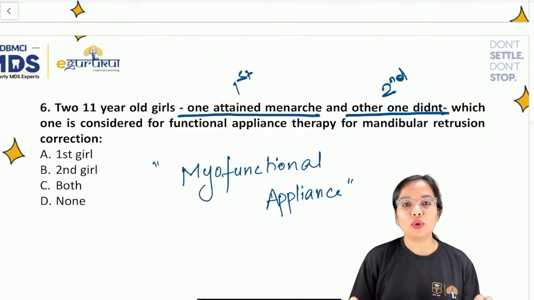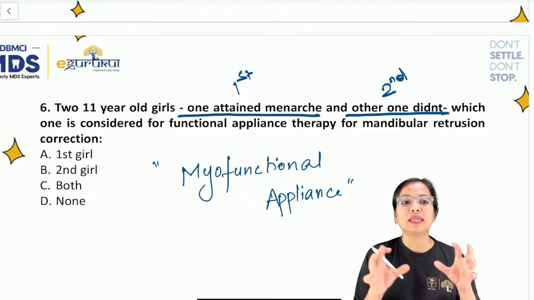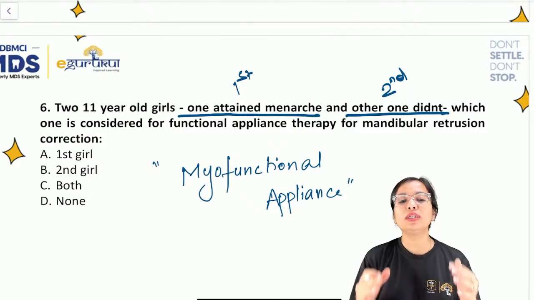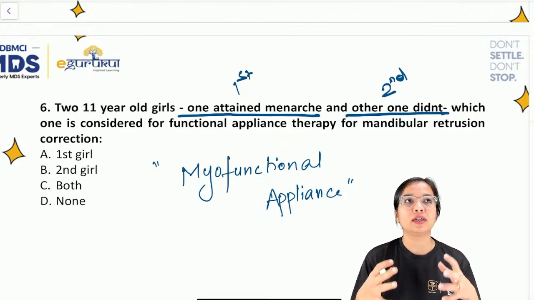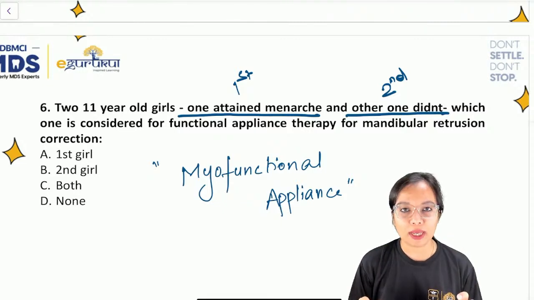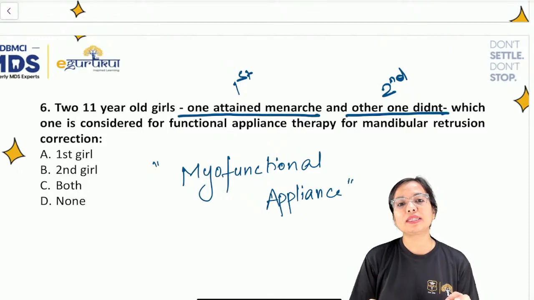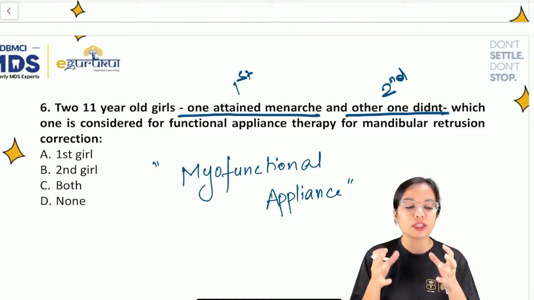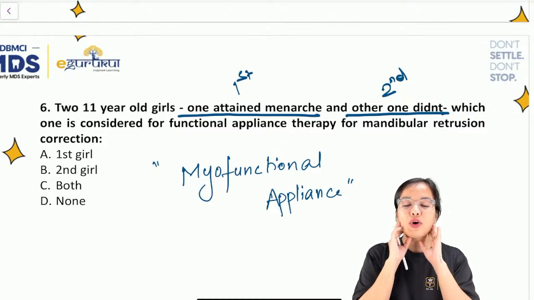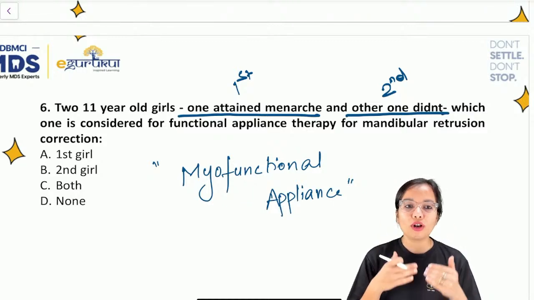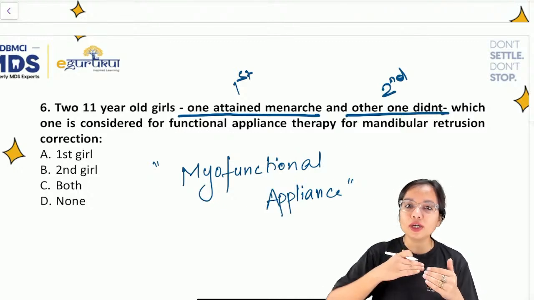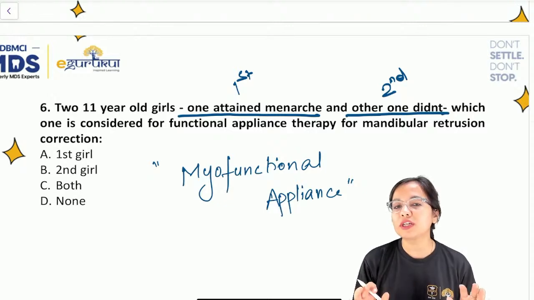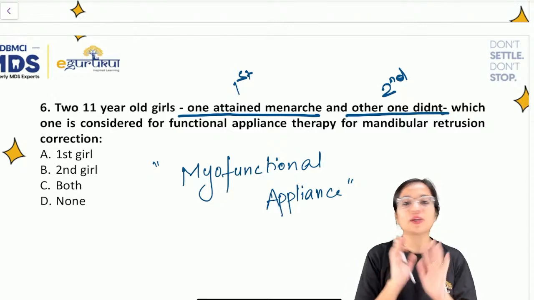Now, as you all know, myofunctional appliance is given at an age in which the growth of the individual supports the function of the myofunctional appliance. What myofunctional appliance does is it molds the formation or direction of growth of the muscles of the face. So it is always given in children who are in the growing phase. Once the growth stops, you cannot give a myofunctional appliance because now the muscles are not going to grow.